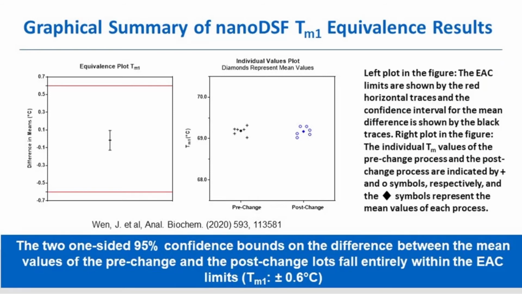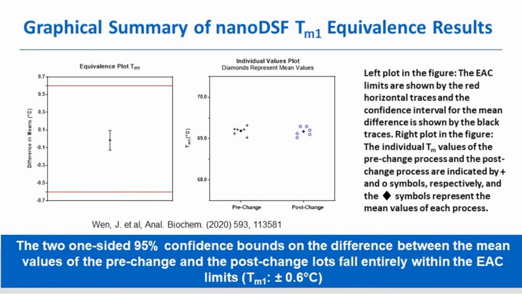Here is a graphic summary of nanoDSF TN1 equivalence results. If you take a look at the left figure, the EAC limits are shown by the red horizontal traces. Here is the EMC limit. The confidence interval for the mean difference is shown by the black trace here.